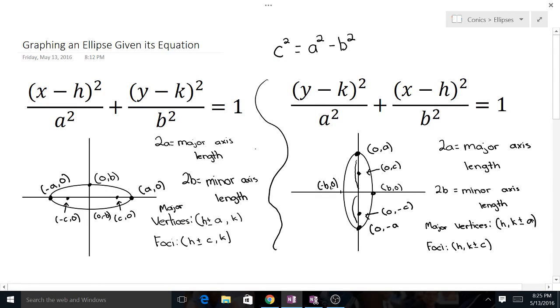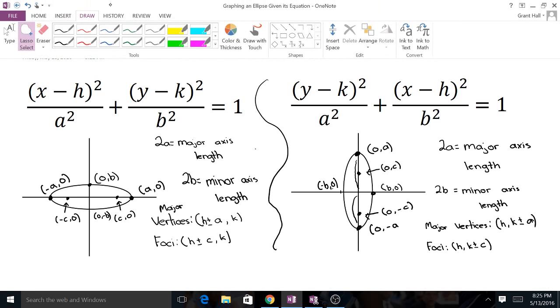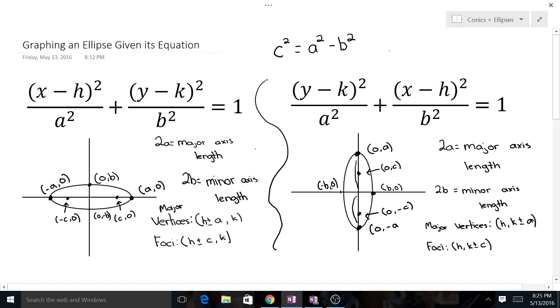So in this video we're going to be graphing an ellipse given its equation, and here I've written down the two main equations that we'll be using for an ellipse. In the last video, if you watched it, we were just assuming that the center was at the origin. In this one, we're going to assume that it's not at the origin, so they're going to be in different places. And the center is going to be (h, k).